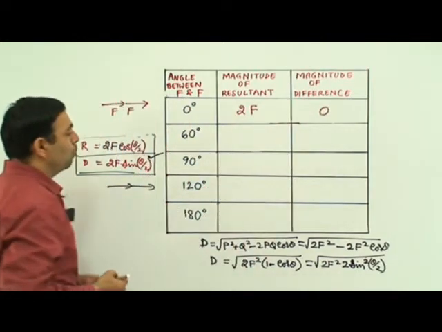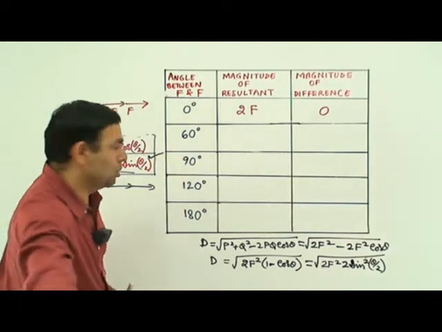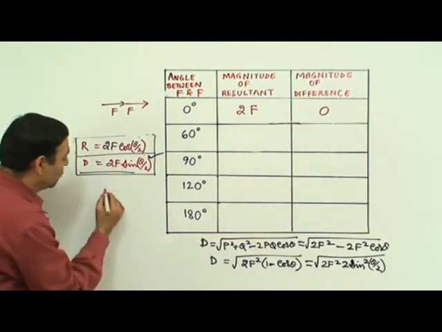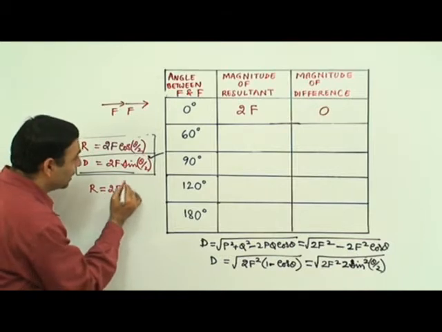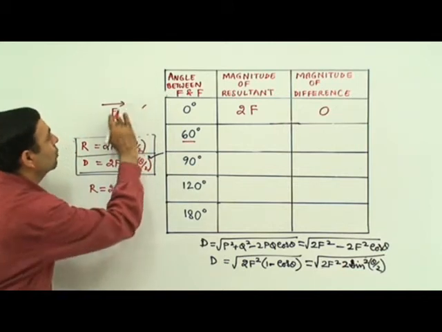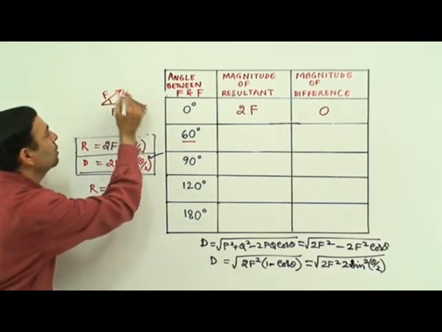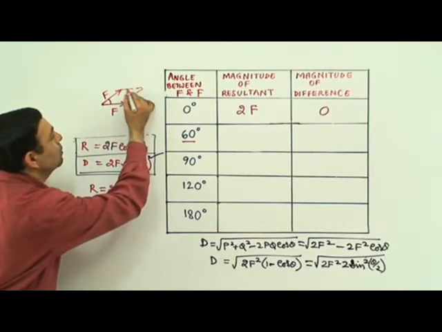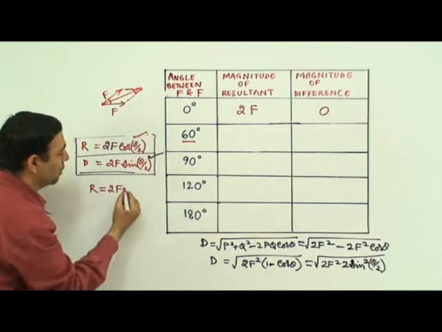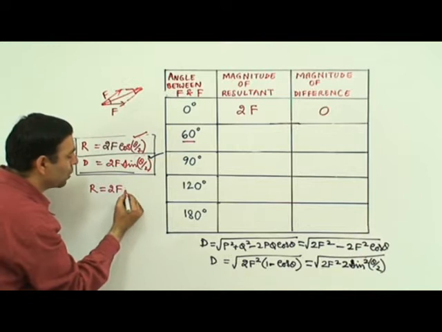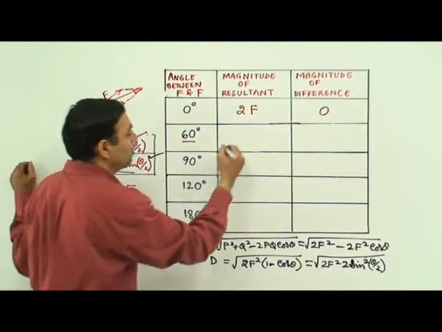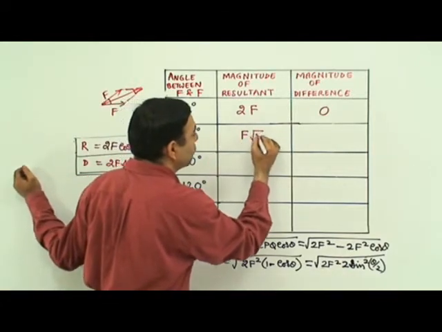Okay. Now what about when f and f are at 60 degree with each other? So what will be the magnitude of resultant? 2f cos theta by 2, cos 60 by 2. I'm talking about 60 degree between two vectors f and f. So this resultant I need. 2f cos theta by 2 for resultant. Cos 60 by 2 is cos 30. Cos 30 is root 3 by 2. So this 2 cancels, it becomes f root 3. So I'm writing the magnitude of resultant as f root 3.